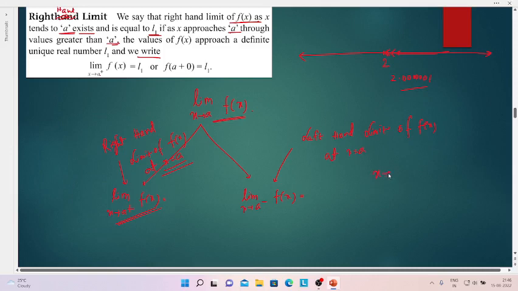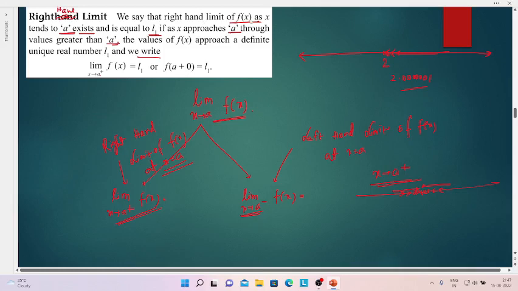So x tends to a plus means we have to try to find the value which is closer to a but a little bit greater than a. That means x tends to a plus. And x tends to a minus means we have to try to find the value which is near about a and closest to a, but it is lesser than a. I mean, it goes to the left side of a on the real axis, right?